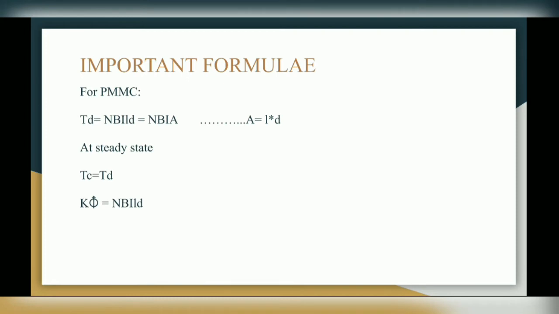Important formulae. For PMMC, the formula for deflecting torque is TD equals NBIL into D, which equals NBIA, where you can place A equals L into D. At steady state, TC equals TD, that is, controlling torque equals deflecting torque. Controlling torque is given by K theta and deflecting torque is given by NBI L into D. So we can write K theta equals NBI L into D.